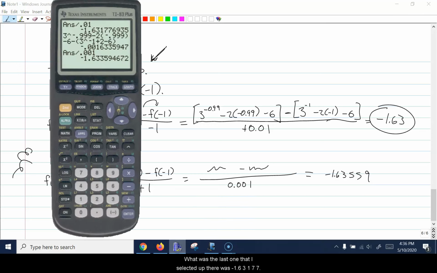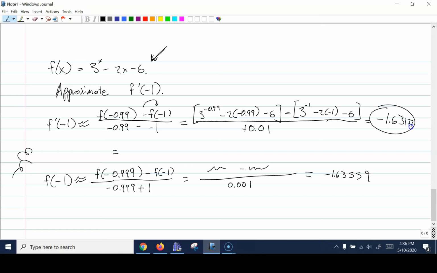What was the last one? Do I still have that up there? It was -1.63177. So the thing I've learned is that if I had written -1.63177, those digits are probably not all accurate.